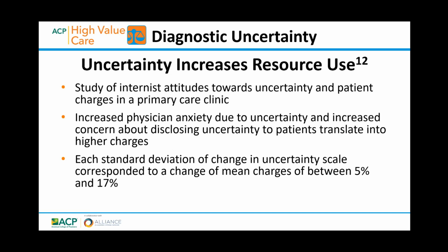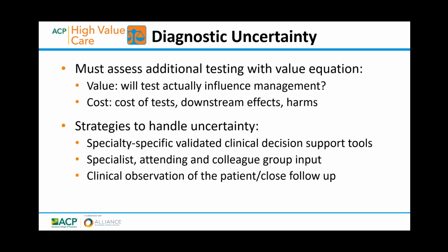So there's a study of internist attitudes towards uncertainty and patient charges in a primary clinic. And we see that uncertainty increases resource use. Increased physician anxiety due to uncertainty and increased concern about disclosing uncertainty to patients translates into higher charges. Each standard deviation of change in uncertainty scale corresponded to a change of mean of charges of between 5 and 17%.